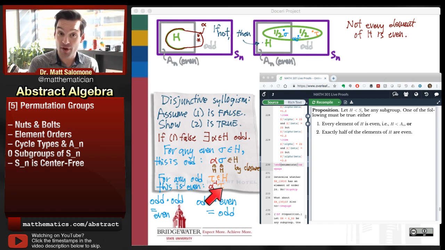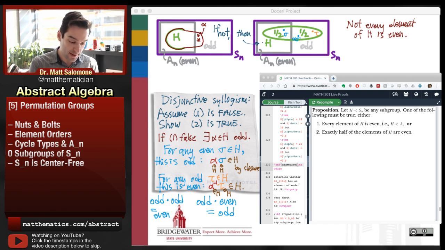Because after all, tau is odd by assumption, alpha is odd by assumption, and we know that the inverse of a permutation has the same sign as the original permutation did. We also know that alpha inverse belongs to H, because H is a subgroup, it has the inverse property. And therefore, if alpha belongs to H, alpha inverse belongs to H. Also, alpha is odd implies alpha inverse is odd. And the composition of alpha inverse with tau will be an even permutation, because it's odd composed with odd, and it belongs to H again by closure. And so this gives me a one-to-one correspondence going in both directions.